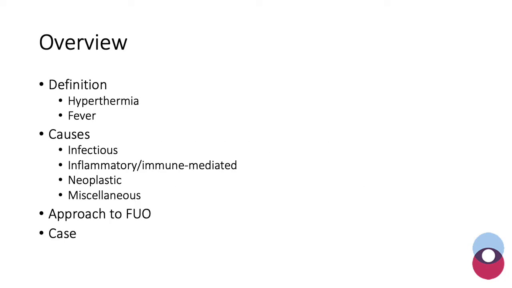The overview of the talk is as follows. We're first going to go through a couple of definitions, so we're going to go through hyperthermia and fever. Then we're going to go through the causes of fever in our dogs and cats, and then my approach to FUO, ending with a case at the end, highlighting some of the stuff that we talked about.